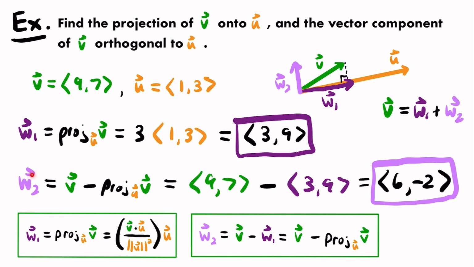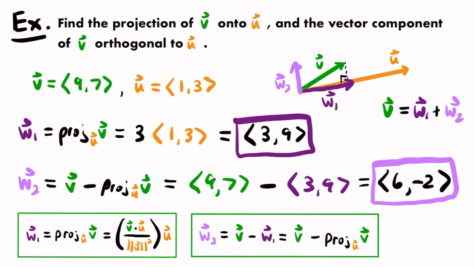Okay, and so that's how you find those two vectors. And just like we said at the beginning, these two vectors are the vector components of vector v, so adding them together should give you vector v, which they do. 3 plus 6 is 9, and 9 plus negative 2 is 7. Okay? So these two vectors are the vector components of vector v, where one is parallel to vector u and the other is perpendicular to vector u.